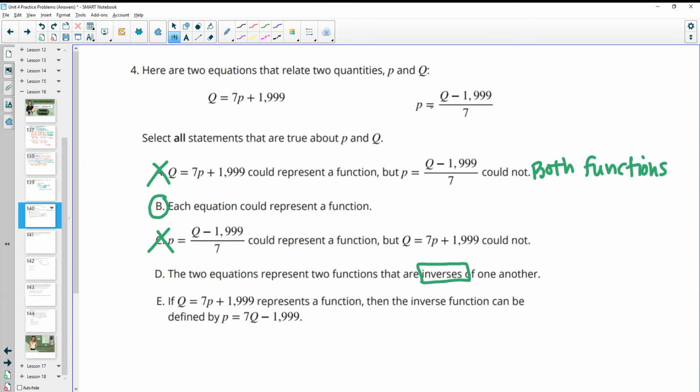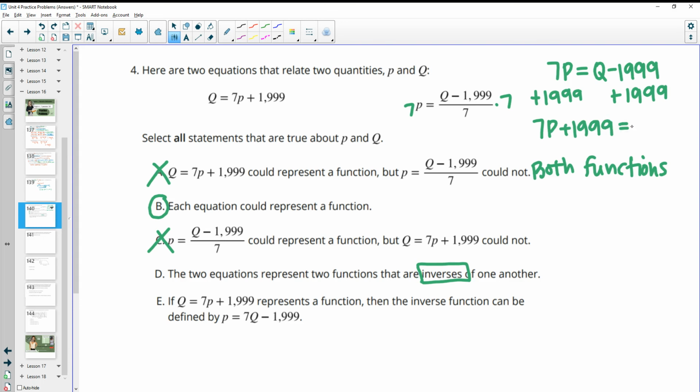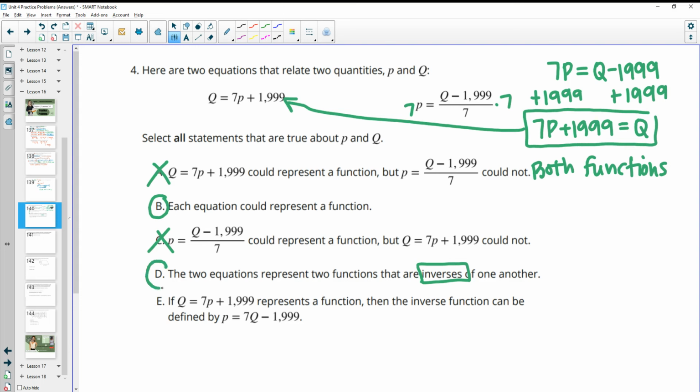So let's just solve this one over here quick for Q. Because if we solve this one for Q and it gets us this same equation, that means they're inverses. So I'm going to multiply both sides by 7. So I'd get 7P equals Q minus 1,999. Then to get Q by itself, I'm going to add 1,999 to both sides. So I get 7P plus 1,999 equals Q plus 0, right? So this is all 0. So then we end up with this equation, which is the same as this. So that means that, yes, they are inverses of each other.